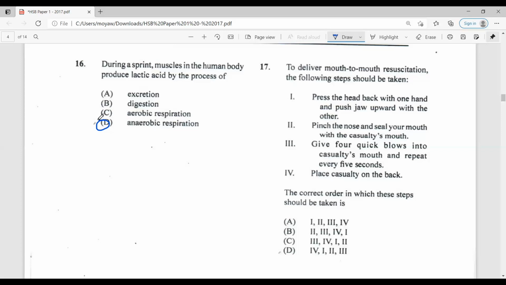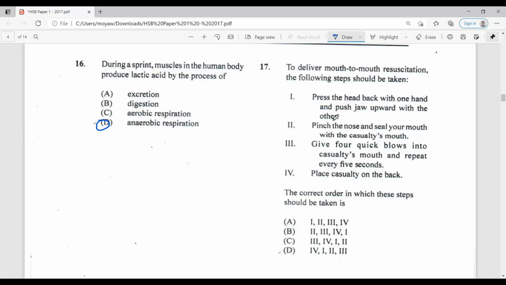Question 17. To deliver mouth-to-mouth resuscitation, the following steps should be taken. 1, press the head back with one hand and push the jaw upwards with the other. 2, pinch the nose and seal your mouth with the casualty's mouth. 3, give 4 quick blows into the casualty's mouth and repeat every 5 seconds. 4, place the casualty on their back.